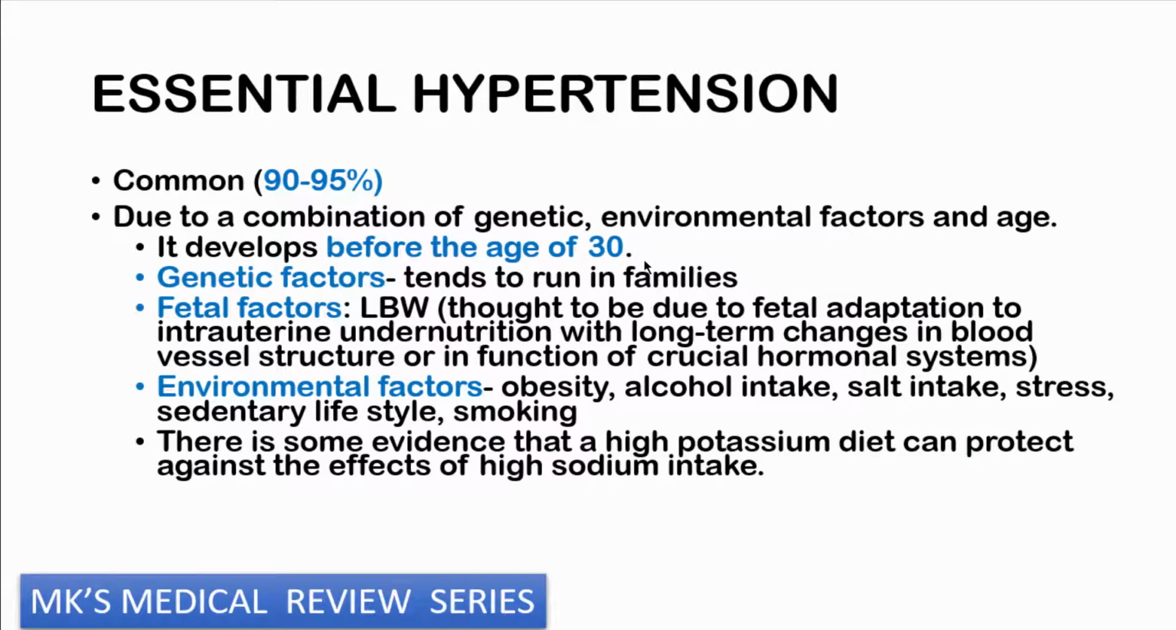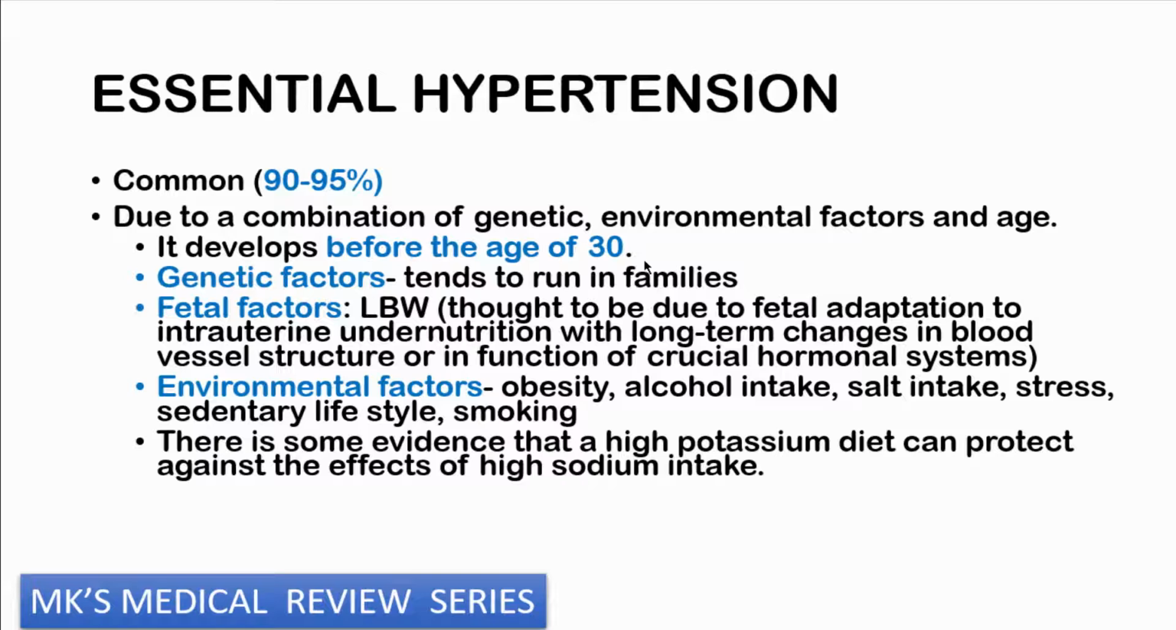Now with essential hypertension, which is the much more common variant of hypertension, it accounts for 90 to about 95% of the individuals. And remember that this is multifactorial. It has been linked to various genetics. It has been linked to various environmental factors. It has been linked to even age. And most of the times, most patients that have essential hypertension or idiopathic hypertension are often less than the age of 30. So there may be some genetic factors because it tends to run in families.